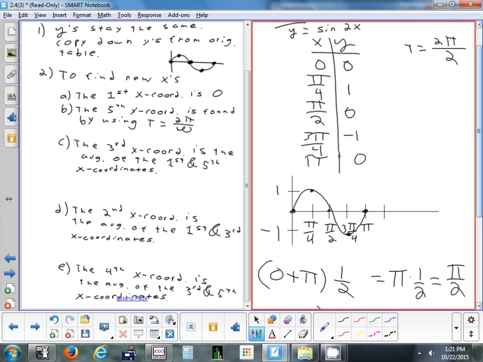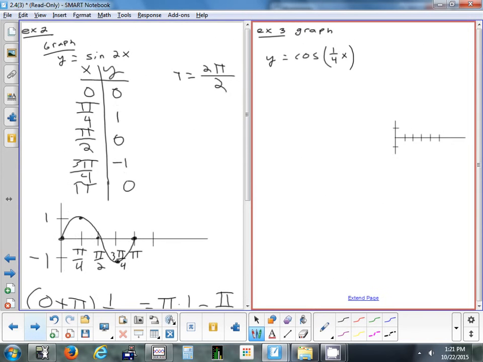All right, so the last two we're going to do, the arithmetic is a lot easier. Much, much easier. All right, cosine of 1/4 x. Let's set up our table. This time, Justin, what stays the same? Y's. Okay, we're going to stretch it left and right. Make sure you copy these down from the cosine table. Different y values than last time.